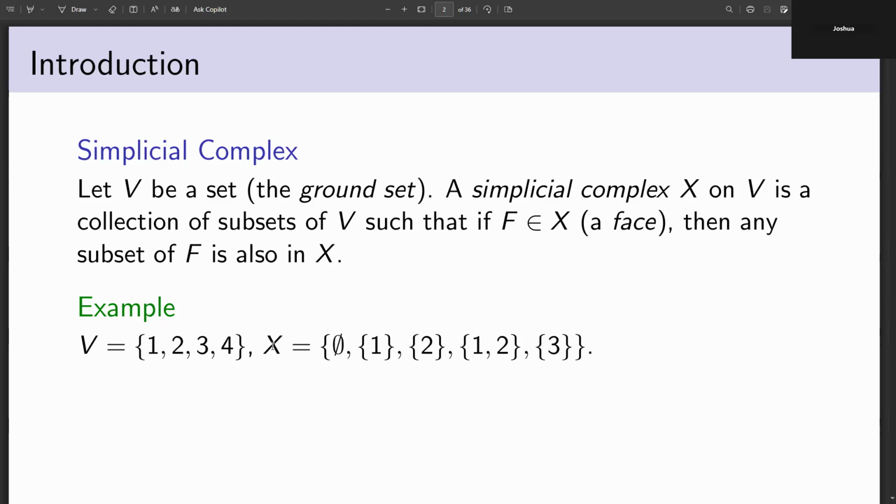So for example, here's a very simple example. Let's say the ground set is 1, 2, 3, 4, and the subsets are the empty set, the singletons 1, 2, and 3, and a pair 1, 2. And it's easily checked that it's actually a simplicial complex.